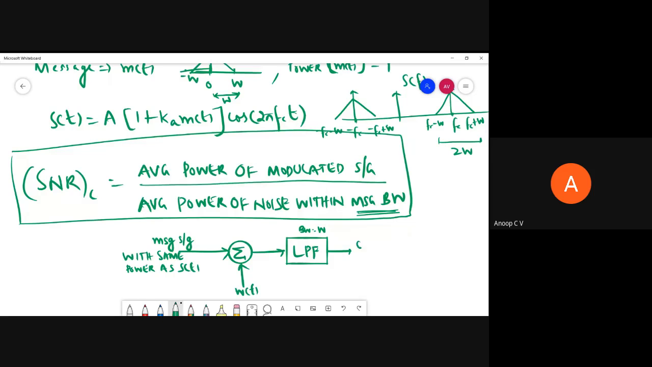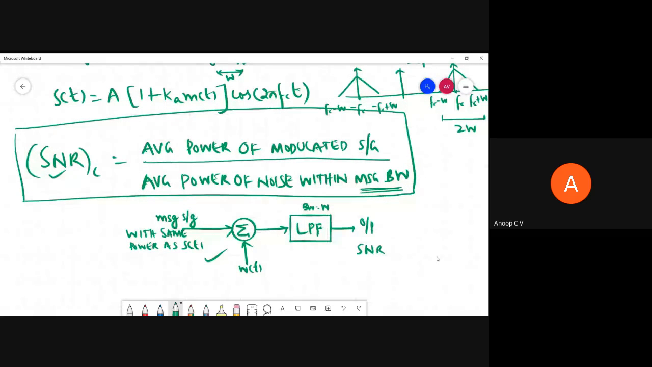The signal to noise ratio measured at the output of this particular scheme will be SNR C. Please note it down. What we are doing is assuming a message signal with the same power as the modulated signal, contaminated with noise, and passed through an LPF. Its transfer characteristic will be from 0 to W, or minus W to W.